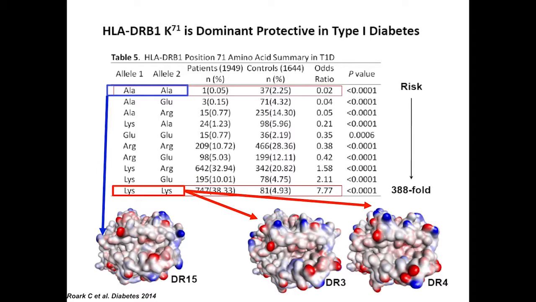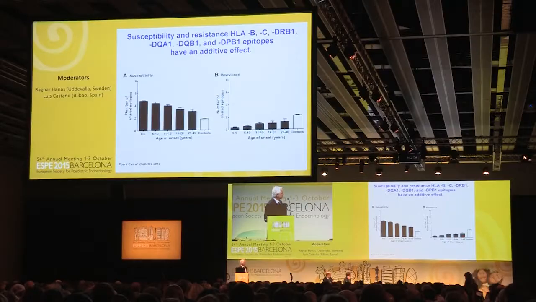Here you see that a person who is a homozygote for alanine in position 71 of DRB1 is highly protected from diabetes, but having 1 or even worse 2 lysines in this position codes for a number of susceptibility alleles, including the classical DR3 and DR4. So it's not a single allele or haplotype that determines HLA susceptibility or resistance.